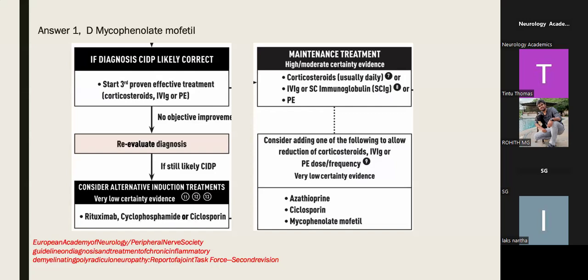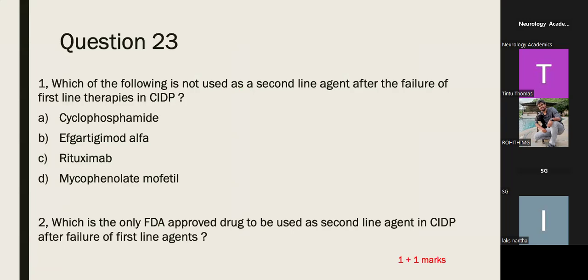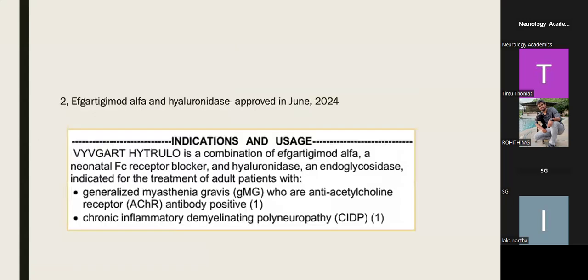The role of mycophenolate mofetil in CIDP is as a maintenance treatment after the patient has had remission with the first line agent. And the second part of the question is, which is the only FDA approved drug for this purpose? The answer is efgartigimod alpha and hyaluronidase, which was approved in June 2024.